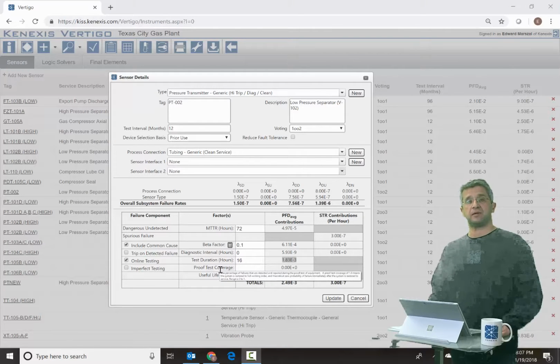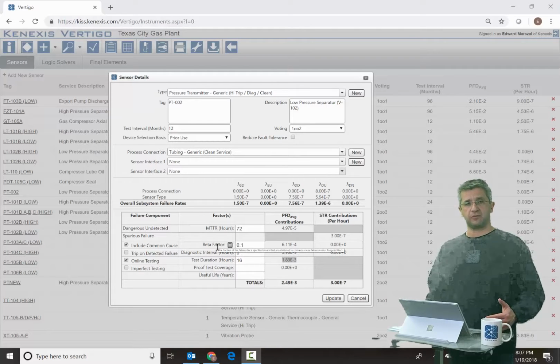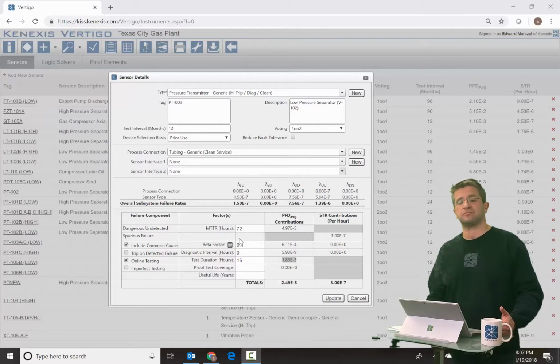The next term is the imperfect testing term. Originally, in the early days of SIS design, there was an assumption that when you performed the manual proof test, it would identify 100% of any failures, any dangerous failure modes that could occur in the system.